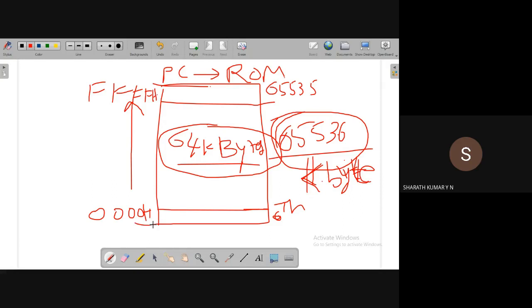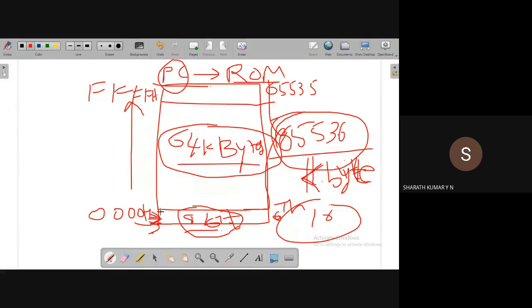Each location can store 8 bits of data, so the program counter can access a memory which has 65,536 locations. Is this point clear? It may be slightly confusing. Why is it 8 bits? Because the microcontroller can handle 8 bits of data. One location can store a maximum of 8 bits. It cannot store 16 bits; the microcontroller will not accept anything bigger than 8 bits.